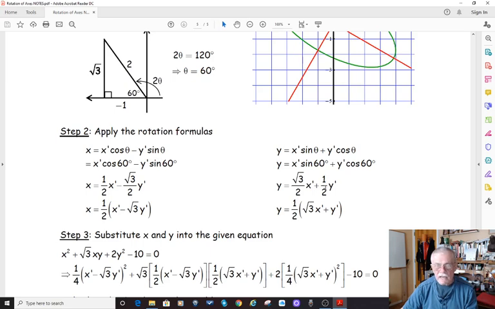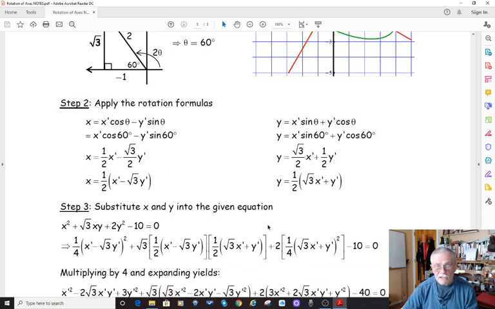Cosine 60 is a half. I work this out, okay? And just for the computation later on, I notice I have a 2 on each of the bottoms, the denominators. I factor out the 2. Did the same thing here. So these are the x and the y, okay?